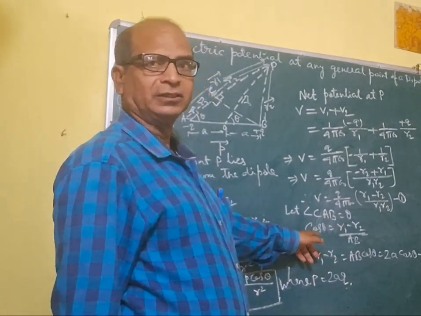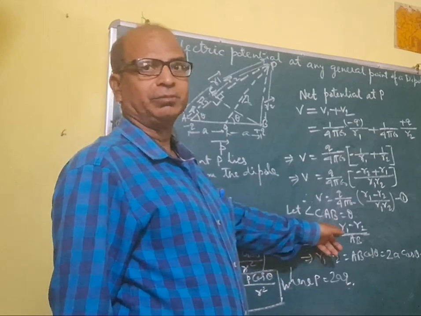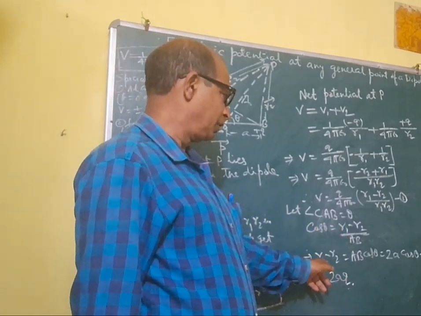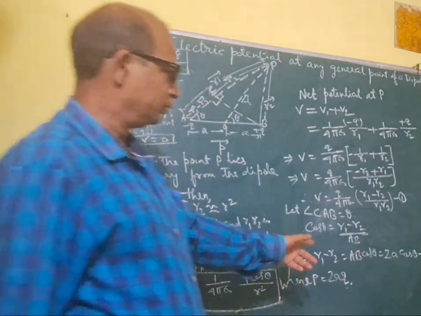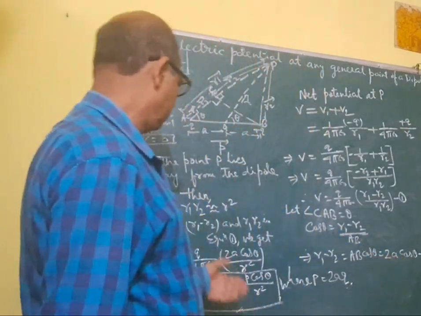Now considering the angle CAB equal to theta, cos theta is equal to B by H, that is equal to (R1 minus R2) divided by AB. Therefore R1 minus R2 is equal to AB cos theta. AB has a value 2a, so that is equal to 2a cos theta. This is equation 2.